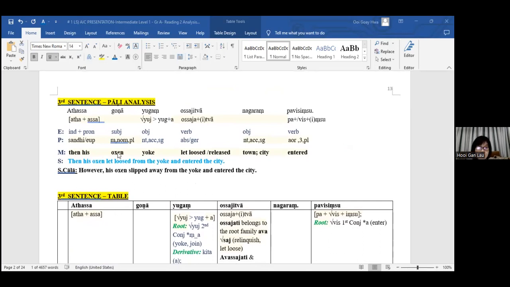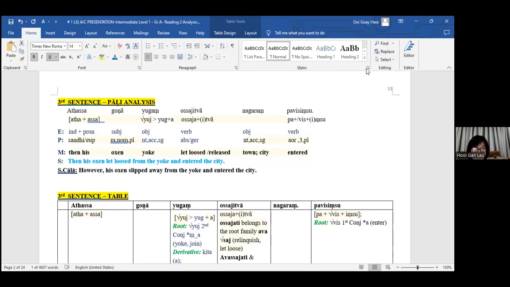So the sentence in Pali is Tasa Gona Yugam Osajitwa Nagaram Pavisimsu. So Tasa is actually made out of two words, ta plus asa, and in English it means then his. So it is indeclinable plus a pronoun. Pali is a sandhi, euphonic. Gona means ox. So ox is the subject and is masculine nominative plural. Yugam is yoke. Yoke is object.